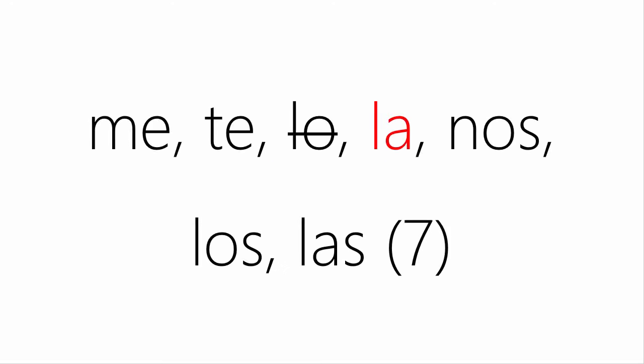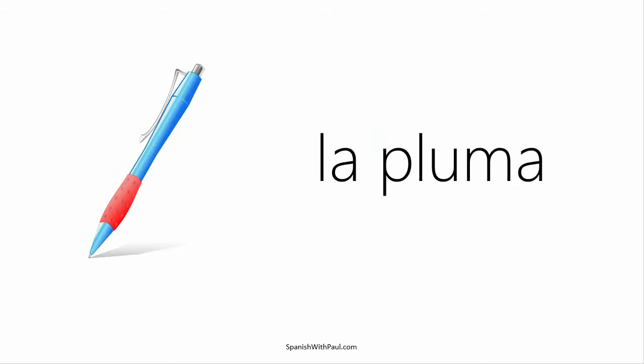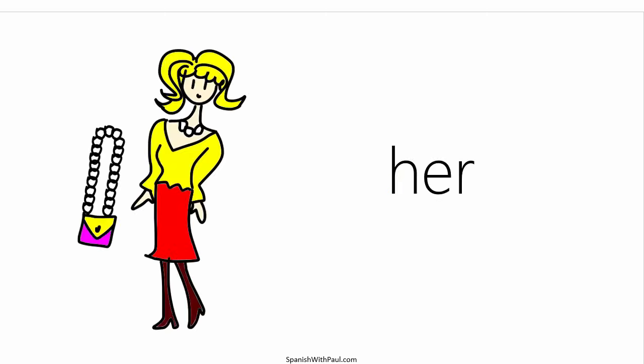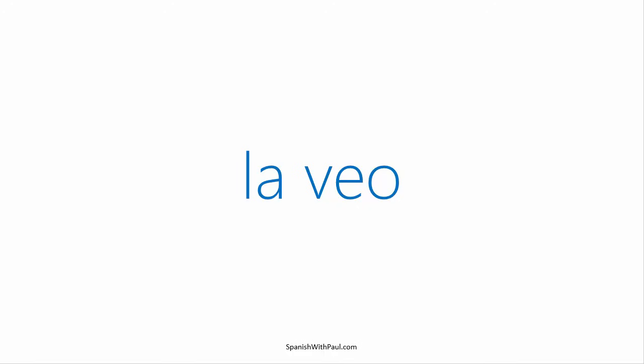The next one we'll take a look at is la. For example, we could have la pluma. So this is a feminine word meaning the pen, la pluma. Now, if we wanted to say I see it when referring to that, now it would be la veo. La because we're referring to a feminine noun, la pluma. And just as before, this la also means her. So if we wanted to say I see her, again it would be la veo.